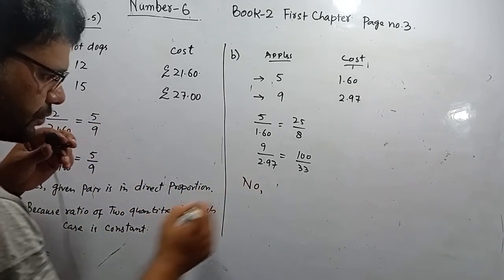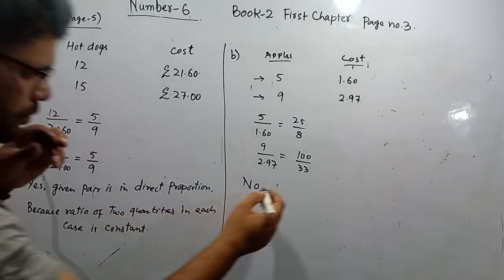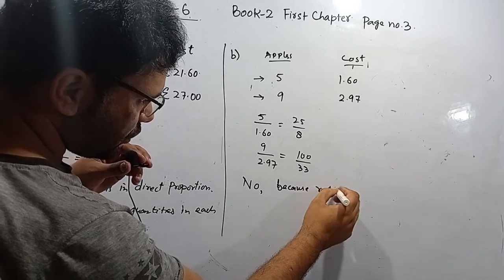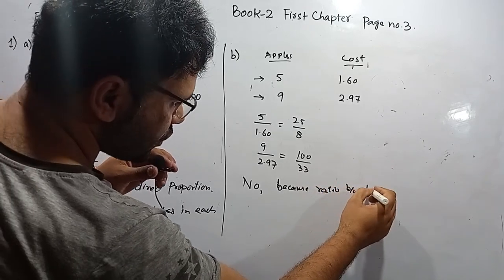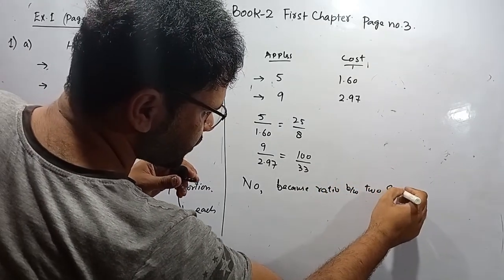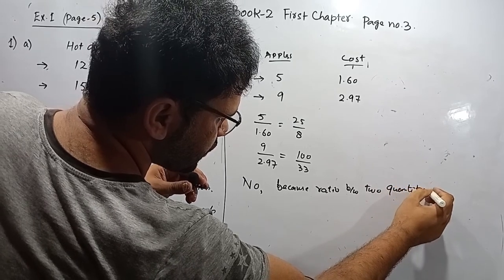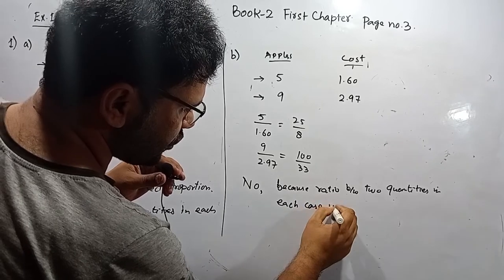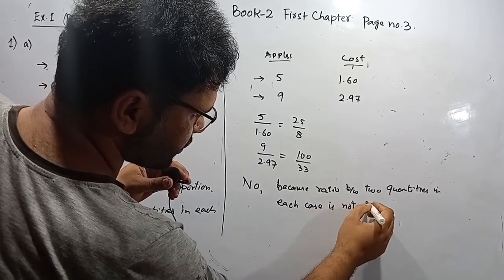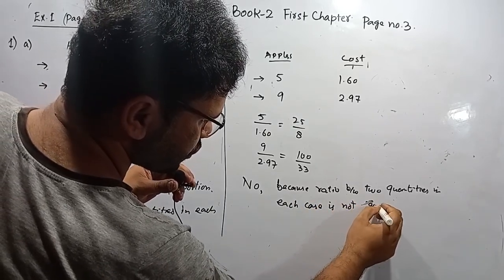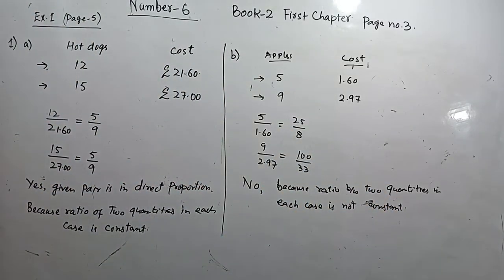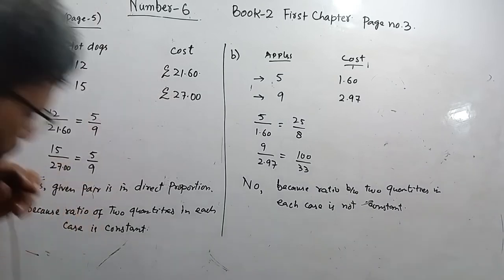I will write no. They are not in direct proportion because the ratio between two quantities in each case is not same or constant, is not constant. This is the reason why they are not in direct proportion.